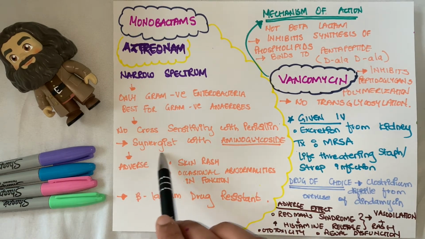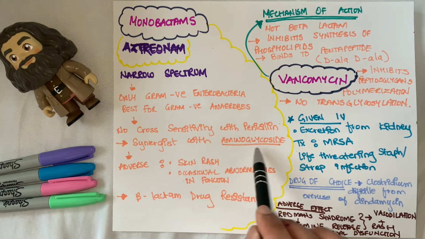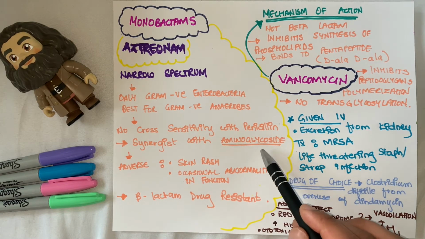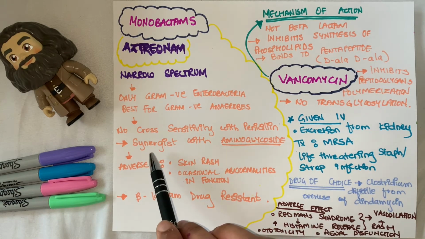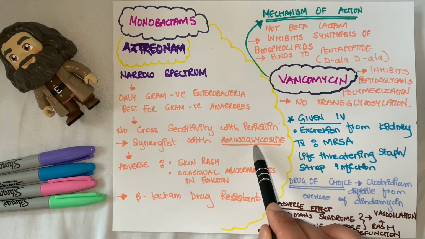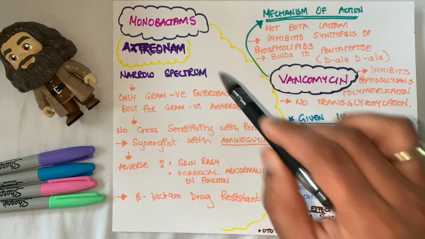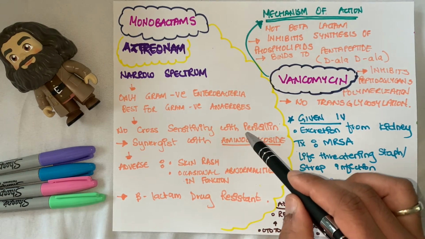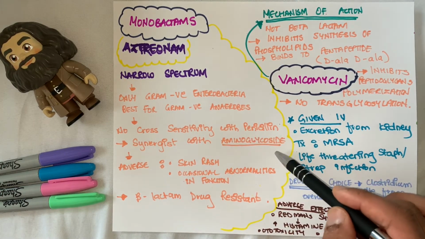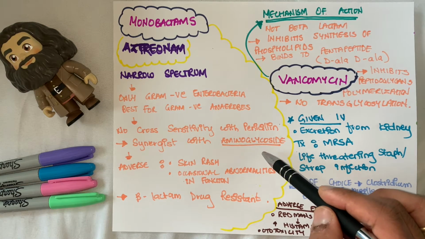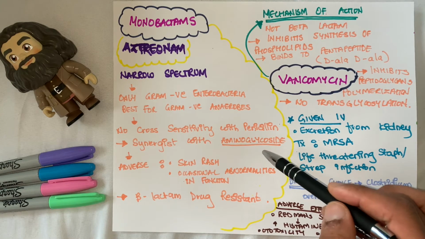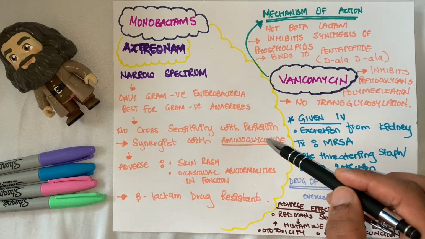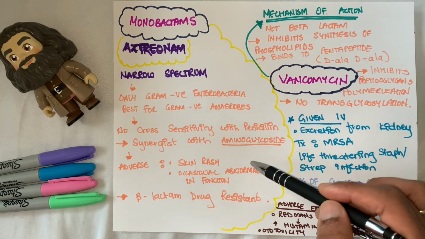It acts in synergism with aminoglycosides. Aminoglycosides is going to be our next lecture. It acts in synergism, which means if you take aminoglycoside and then you take monobactam, they become 1 + 1 = 3 in action, which means they exaggerate the action. It's not going to be additive action like 1 + 1 = 2. It's going to be 1 + 1 = 3 in action.